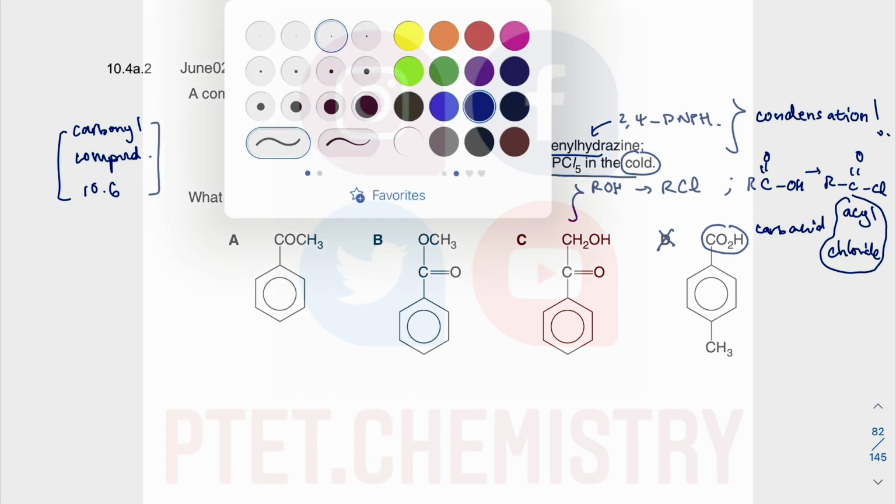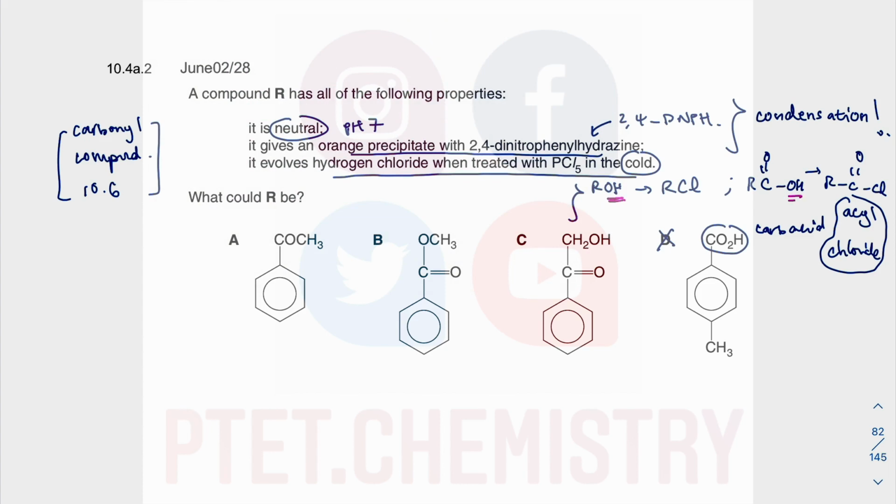I hope you can see that it is the hydroxyl. I'm not talking about alcohol. I'm talking about the hydroxyl OH bond. So you need an OH. This one has no OH. Therefore, it will give you a negative result. It won't give you HCl when you treat it with PCl5. Then your response must be C.